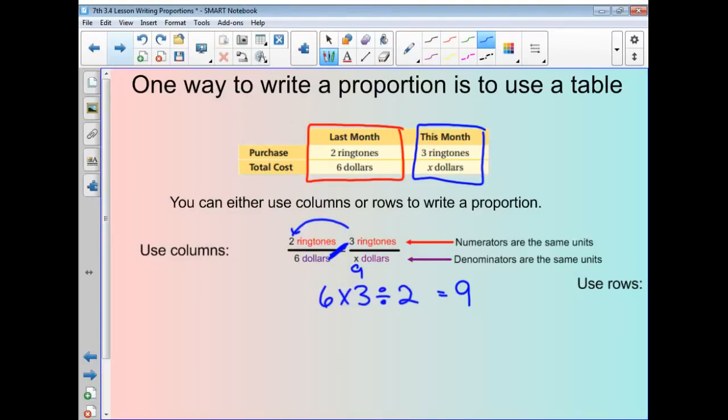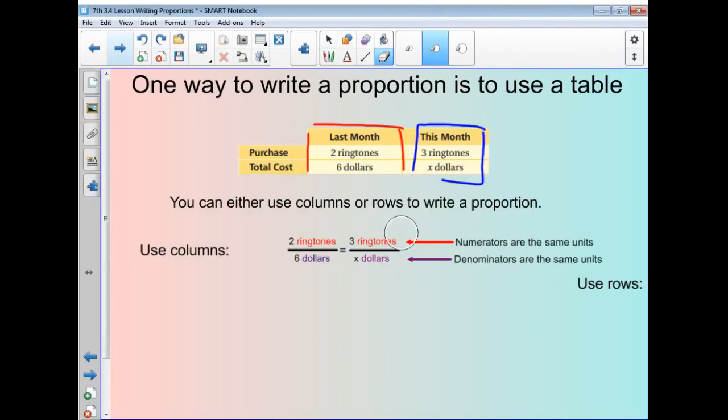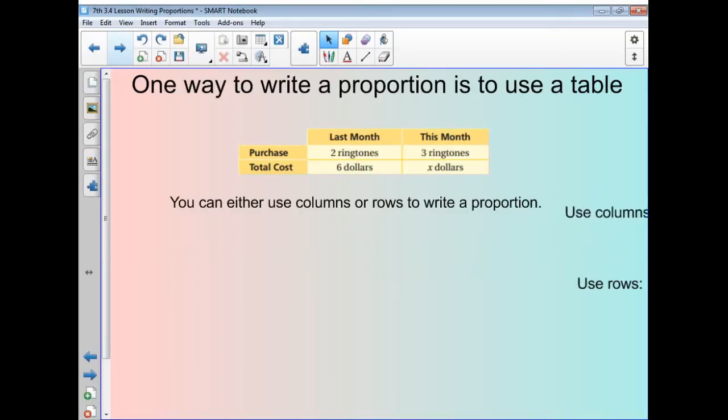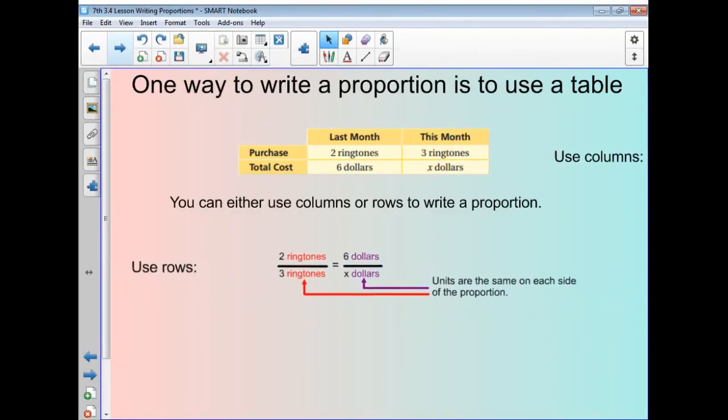I know a lot of you had probably already said in your head, well, it's $3 per ringtone, and if I buy 3, that's going to be $9. And that's okay. But unfortunately, mental math for proportions isn't always going to be easy to do. Sometimes we're going to have some algebraic ones, so you have to understand the steps.